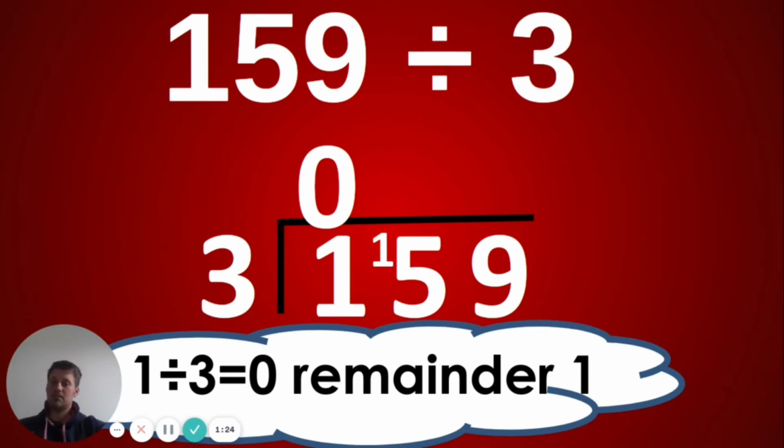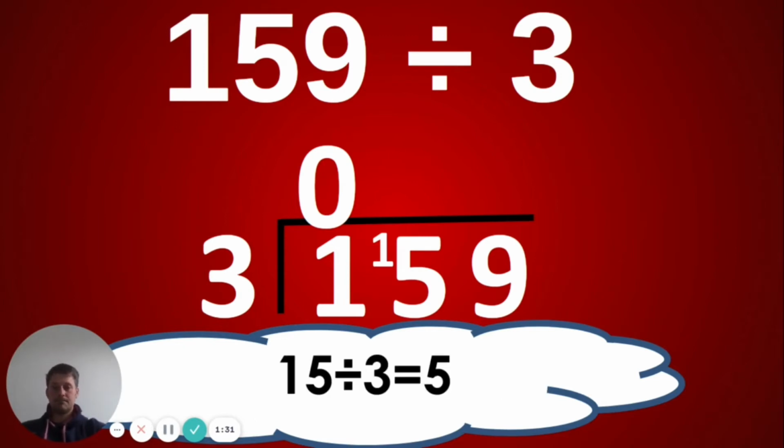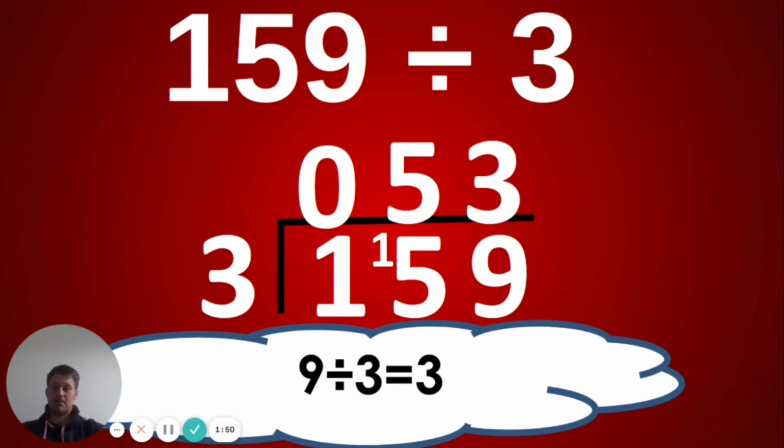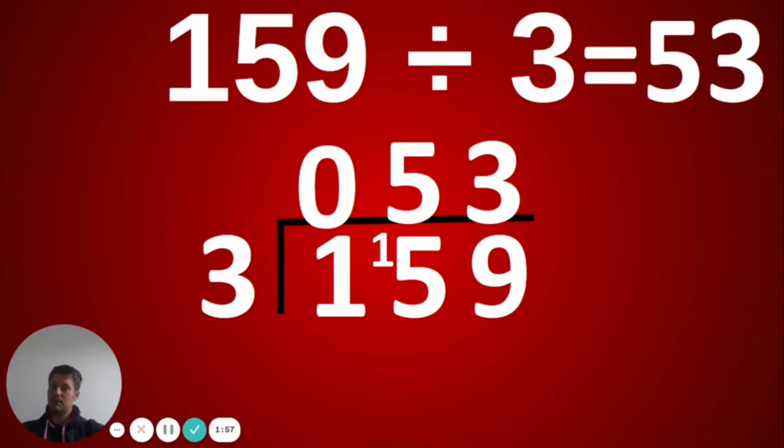Our next stage is dividing 15 by 3. How many groups of 3 can we make if we have 15? We can make 5 groups of 3. So we put our 5 on top. And our final part of this calculation is how many groups of 3 can we make from 9? Well, 9 divided by 3 gives us 3. Therefore, 159 divided by 3 is 53.